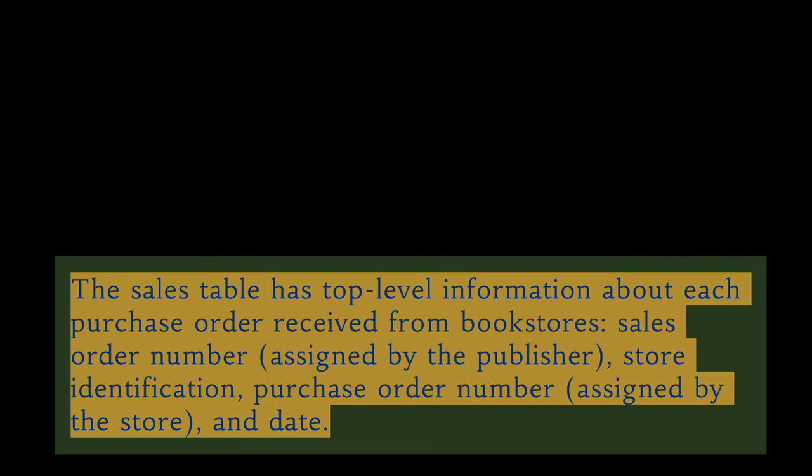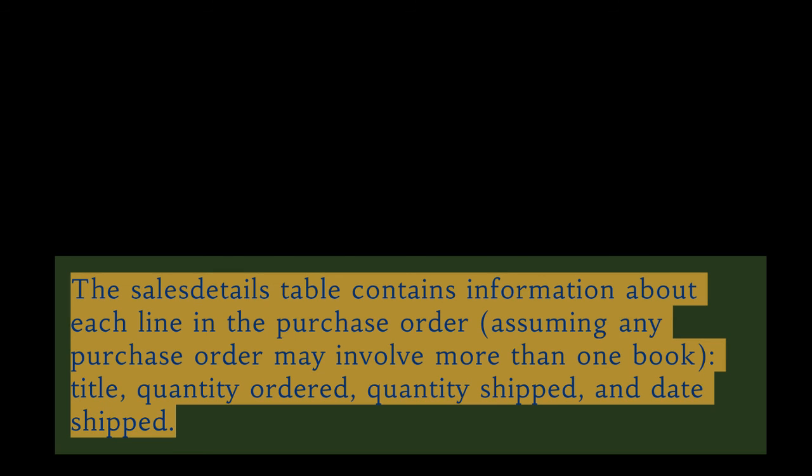The sales table has top-level information about each purchase order received from bookstores: sales order number, assigned by the publisher, store identification, purchase order number, assigned by the store, and date. The sales details table contains information about each line in the purchase order, assuming any purchase order may involve more than one book: title, quantity ordered, quantity shipped, and date shipped.